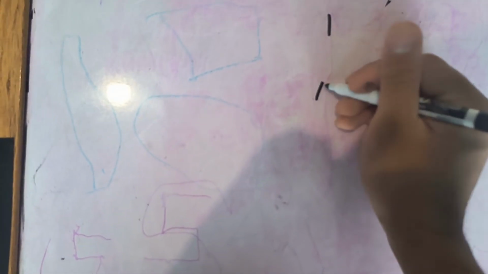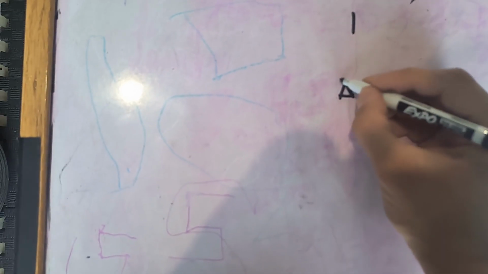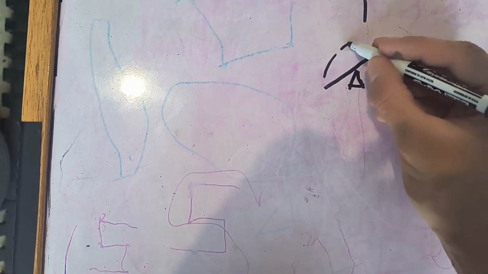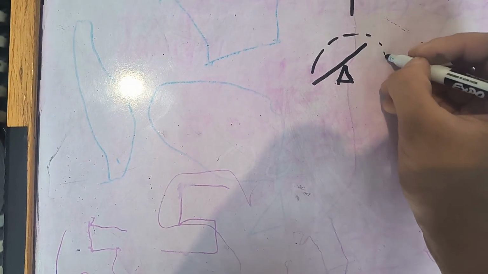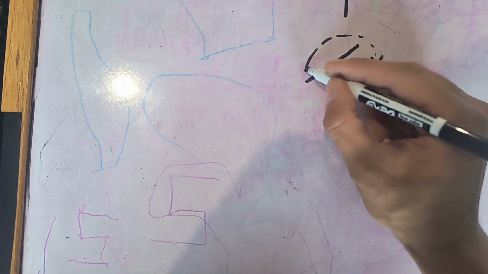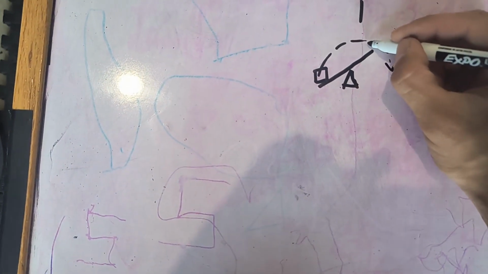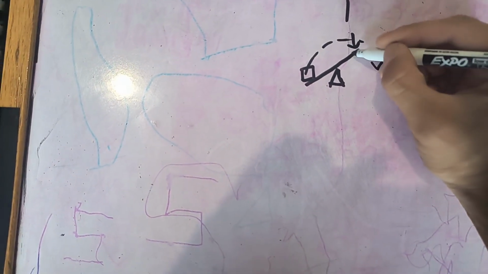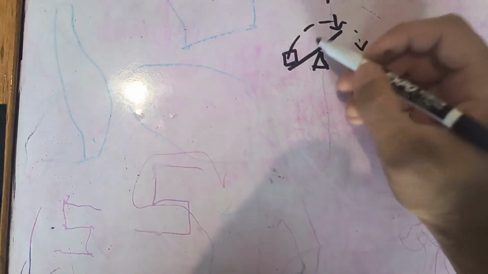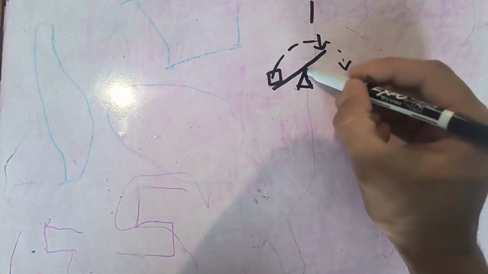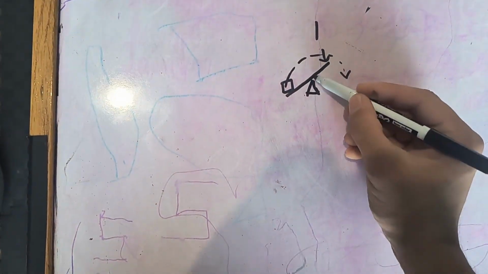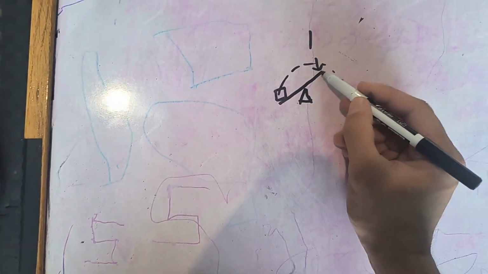An example of this would be a seesaw. This is the spot that it's going to rotate around. Imagine this was a box, and you started pushing down right here. The seesaw would rotate that way around this point. That would be an example of a first class lever because the pivot point is between the load and the effort.